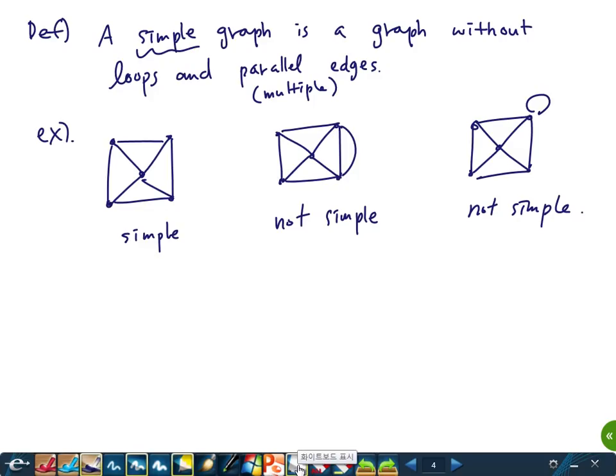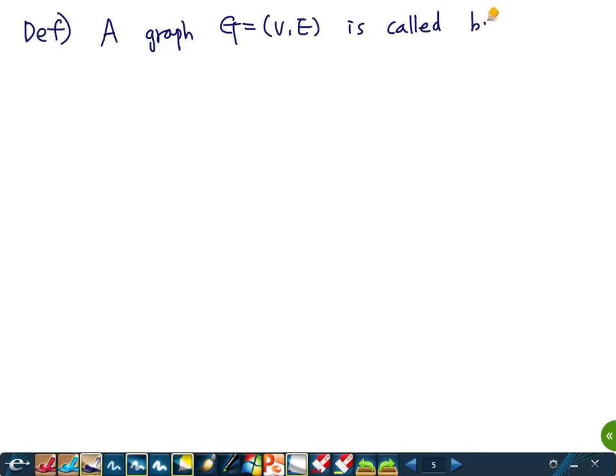Okay, let me use the next page. Another important class of graphs is the bipartite graph. A graph G = (V, E) is called bipartite if we can separate the vertices into two groups so that edges always connect vertices from different groups.